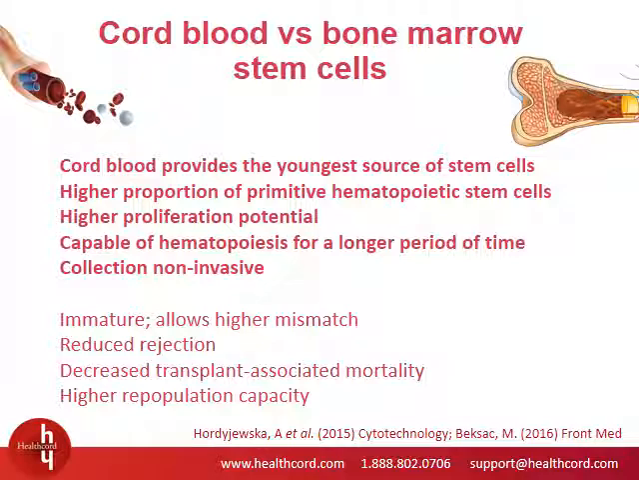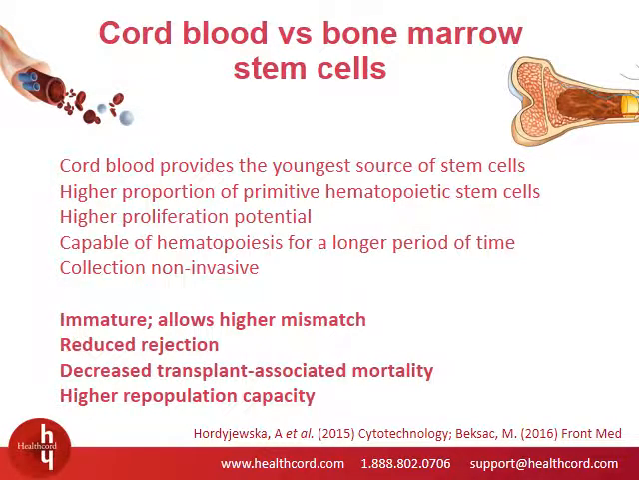When it comes to collection, taking samples from bone marrow involves surgery. Collecting cord blood is non-invasive and painless. The only limitation is that it can only be performed after birth. Before a hematopoietic stem cell transplant is performed, blood samples from the donor and the recipient are compared to see if they're compatible. This is done by looking at markers on the surface of cells called HLA antigens. Studies show that cord blood stem cells allow greater mismatching, meaning that the match between the donor and the recipient doesn't have to be perfect.